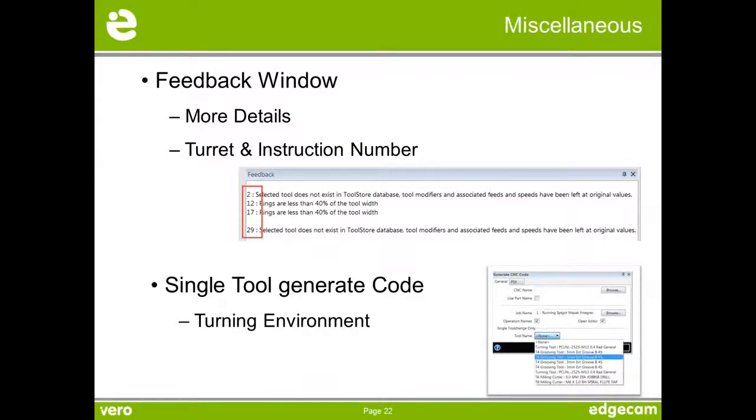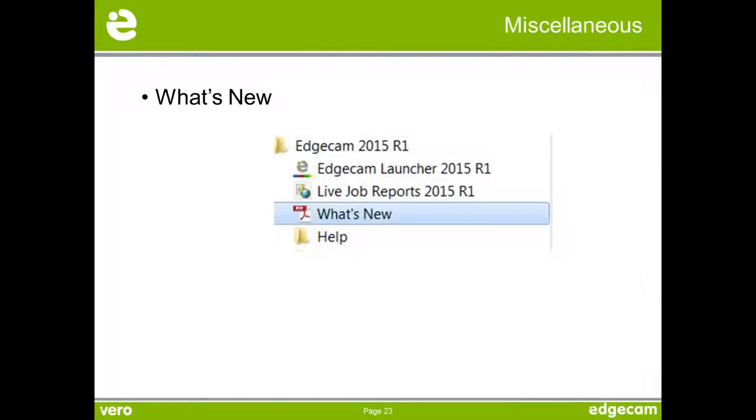And talking about turning, in turning you can now simply ask Edgecam to post-process the code generated for a single tool. So that's something that millers have had for a while, but certainly turners have been asking for that, and that's now been included inside 2015 R1. So you'll see that when you generate code.